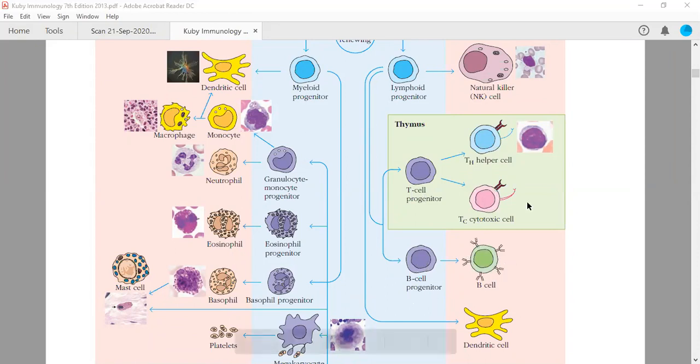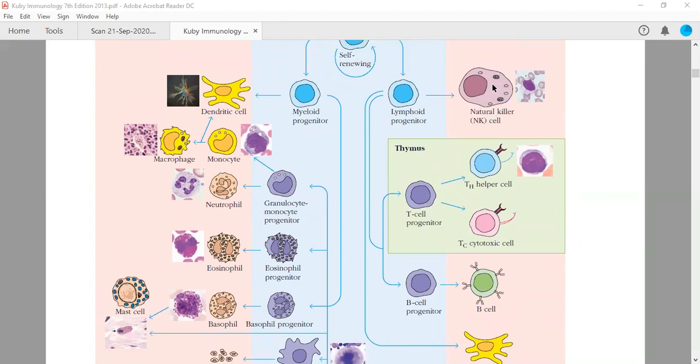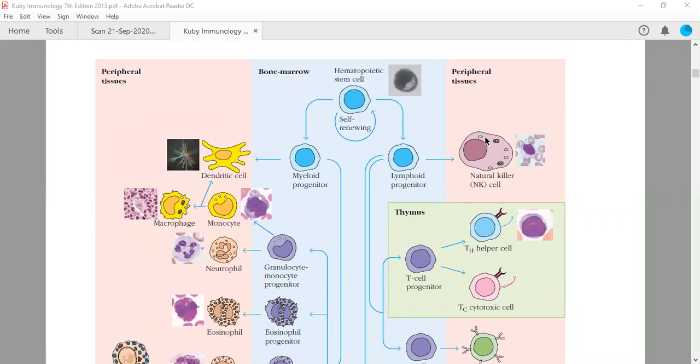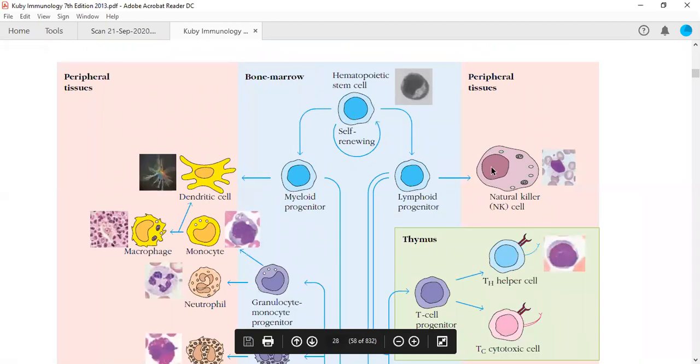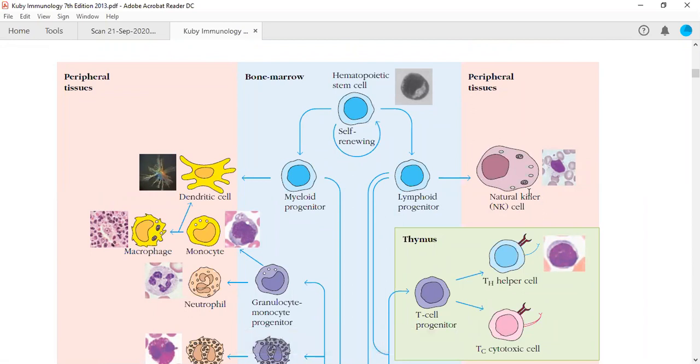These two cells, B and T cells, are part of the adaptive immune response, as we have already covered. But this natural killer cell, as you can see, does not have any surface receptors. Therefore, it is part of the innate immune response, because it does not have any surface receptors for antigens.